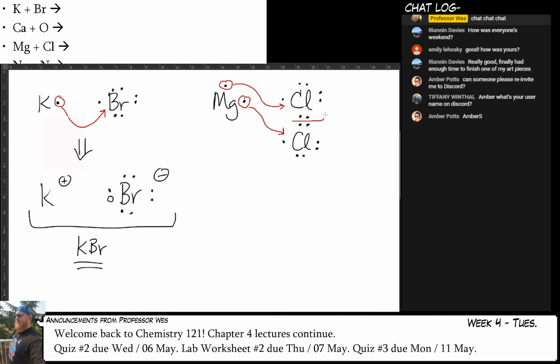My chlorine has an octet. This chlorine has an octet. This magnesium now has an octet too, because there are no valence electrons left, so the next layer down becomes the valence layer. I make this. Magnesium has a 2+ charge because I took away 2 of its electrons. And each of these chlorines has a -1 because each of them gained 1 electron.